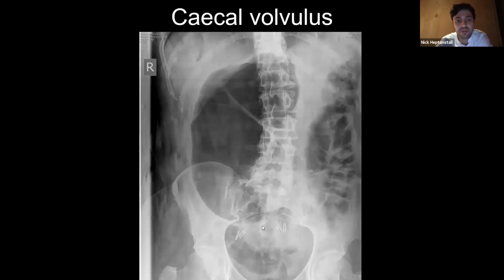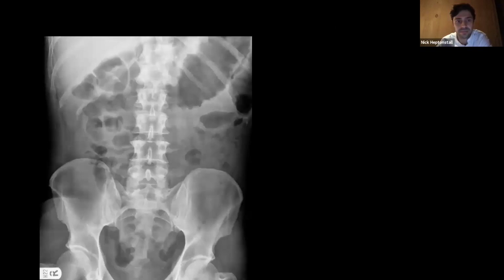This is the cecal volvulus. It's more towards the right side where the cecum is. The key is that you see haustral folds. So if you ever see haustral folds within a big area of dilated gas-filled loop of bowel, then that's a cecal volvulus. So another abdominal radiograph.